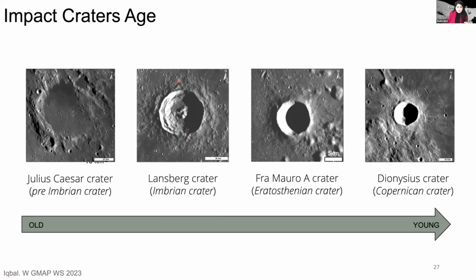We can also identify the extent of the ejecta material, but it is also highly degraded. Eratosthenian craters are sharp rim craters. They have ejecta material, but they do not have the rays, as I described before. Unlike Copernican craters, which have sharp rims, ejecta material, and rays.